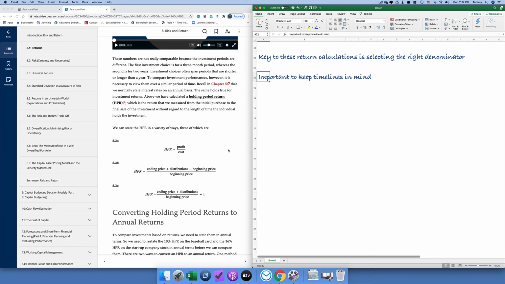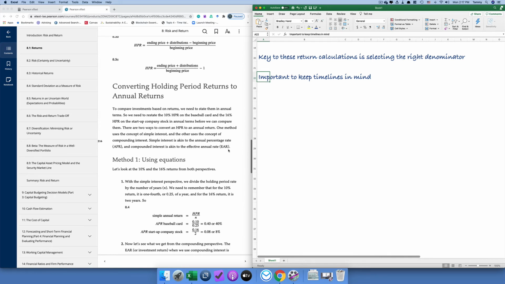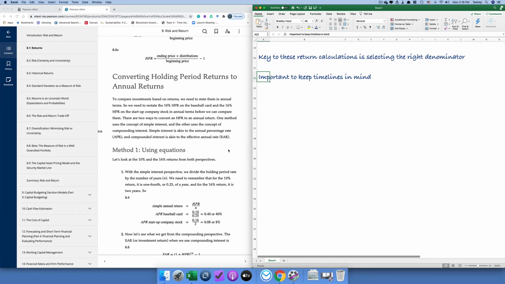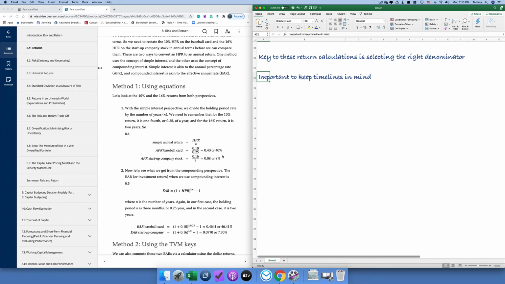So the thing is that when you are comparing returns, you always need to do an apples to apples comparison. You have to compare returns over the same time period, right? So you have to convert holding period returns, the 3 months for $5, the 2 years for $6 and whatever it was cents. You have to convert those to annual returns, right? So we need to say that 10% on the baseball card actually is 40% annually, right? He made 10% in 3 months. You multiply that by 4 to get to a year. That gives you a 40% return.